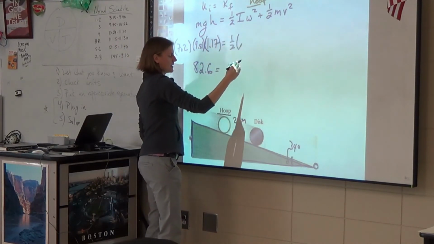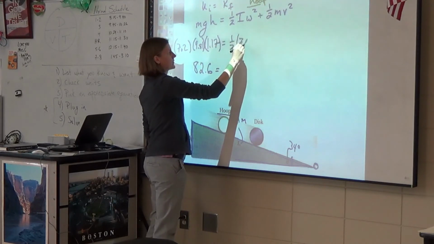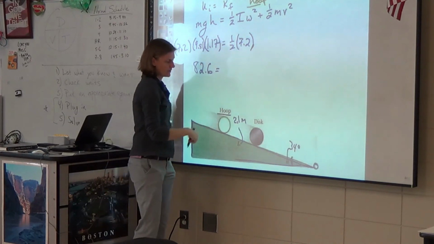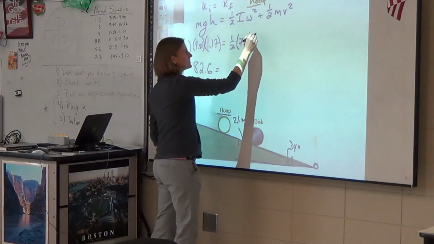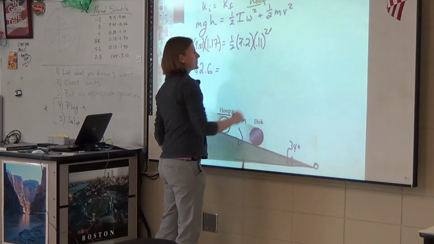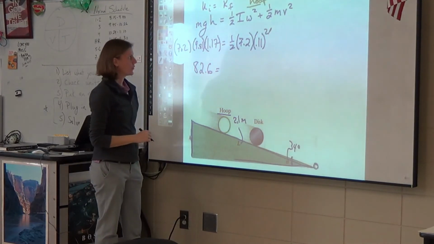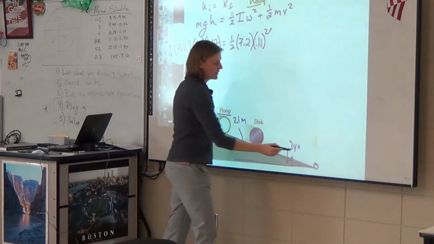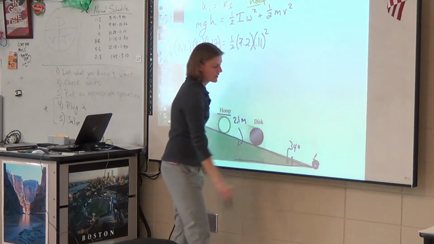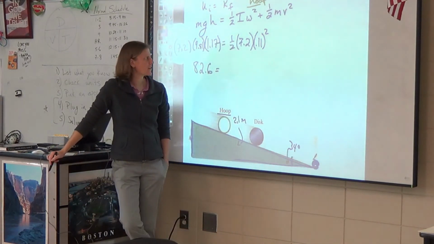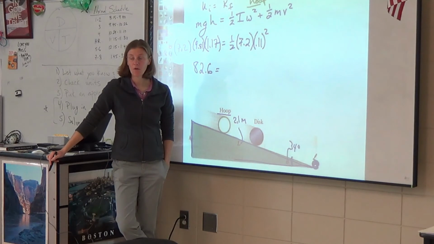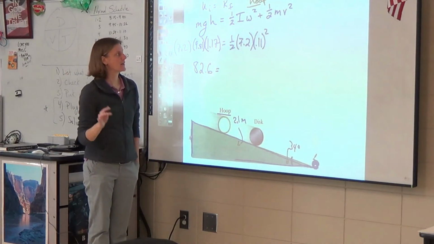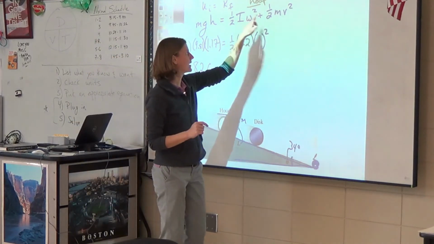Half times 7.2. What is the radius of either? 0.11 squared. And then omega. Do I have omega? I don't know anything about the angular speed at the bottom. What am I even trying to find at the bottom? The speed? Okay, well, often, the way we associate that with alpha, what formula relates omega and v?